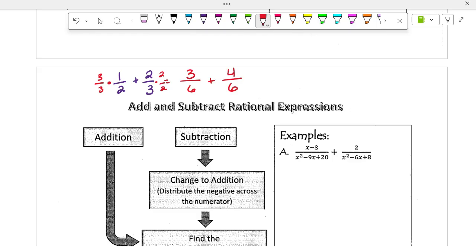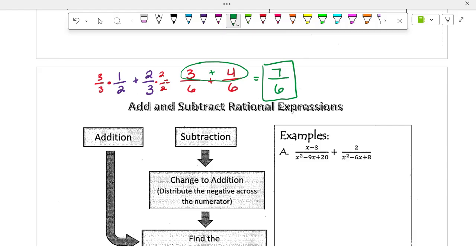Once I have the common denominator, what do I do? Add what? Add the numerators. So the denominator stays the same, and we add the numerators to get 7. It's the same thing with subtracting. You get a common denominator, change it, subtract the top. So 7 over 6. Adding and subtracting is pretty much the exact same with rationals.